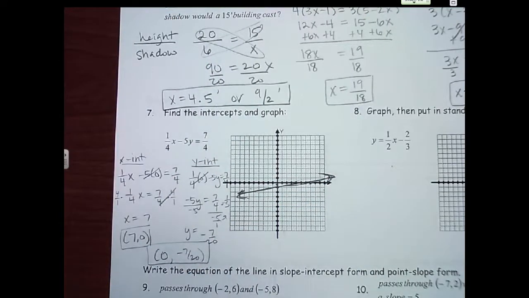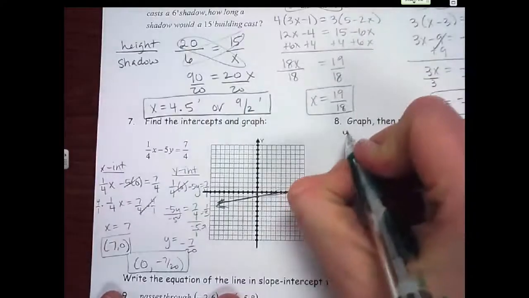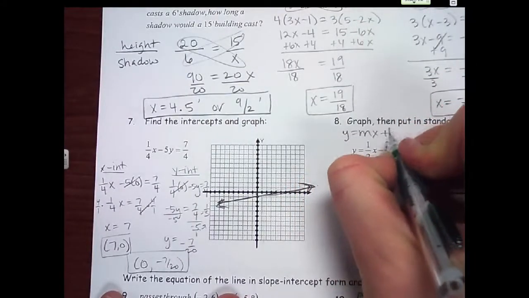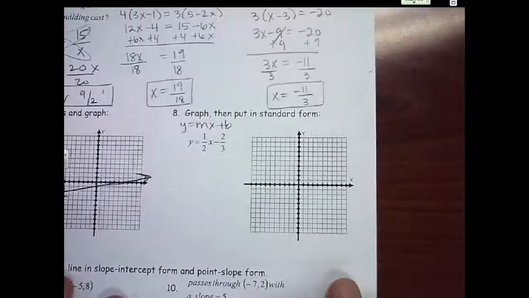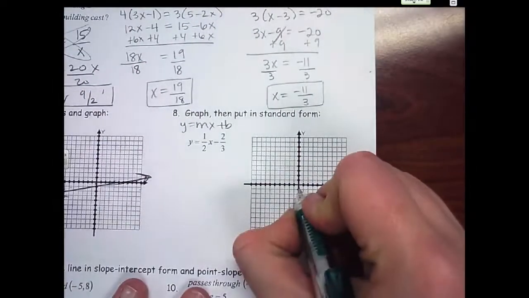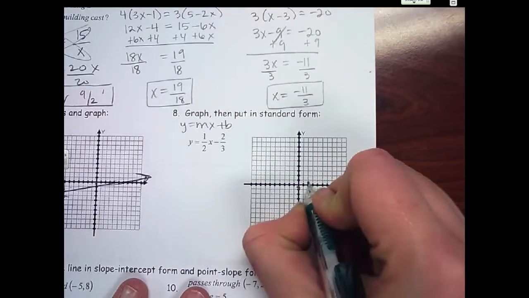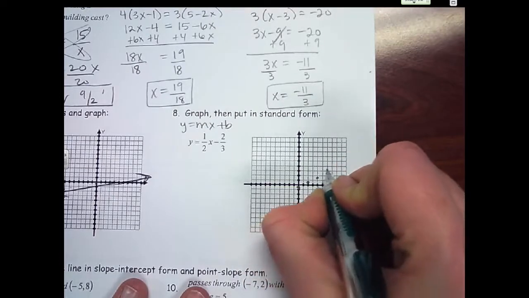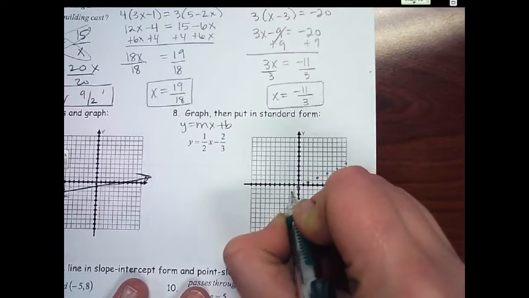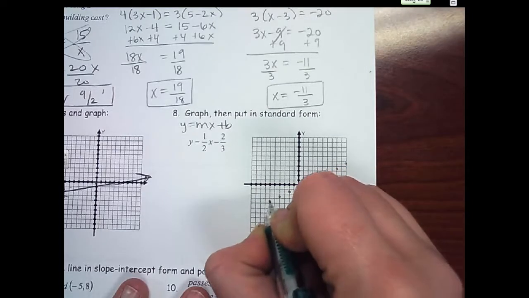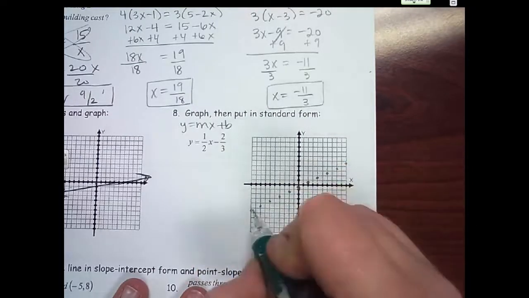Okay, number 8, graph and put in standard form. So it's in y equals mx plus b form, okay, which is how I want to graph it. So let's start at negative 2/3, and our slope is up 1 over 2, up 1 over 2. So there's our graph.